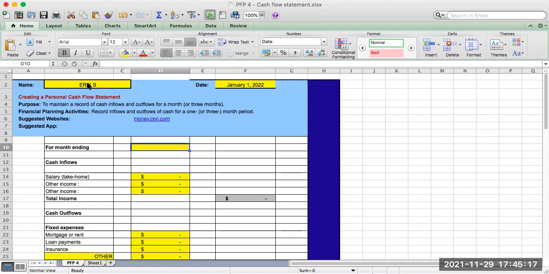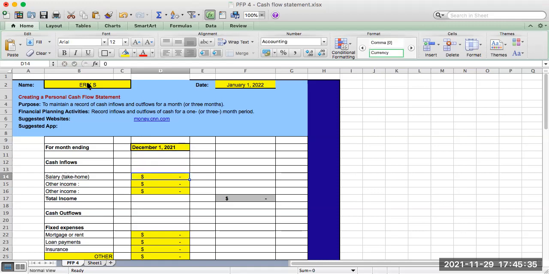I've been doing volunteer financial counseling for like 10 years now, and pretty much everyone's problem is that they overspend. Most people don't save and they overspend, which are kind of like two sides of the same coin. So anyway, we're going to say December 2021, right?